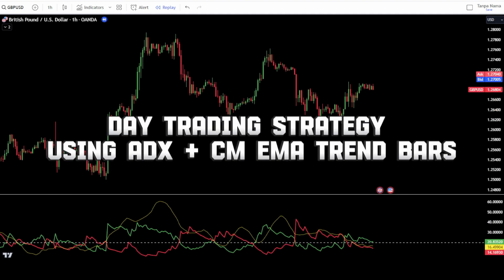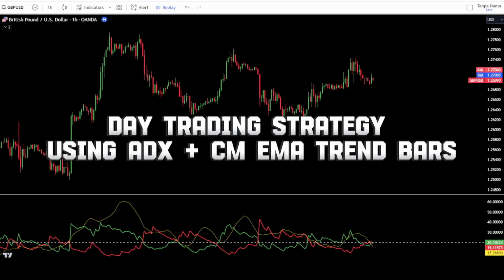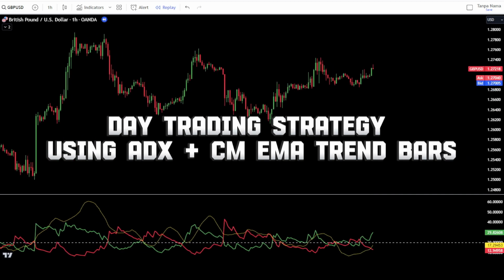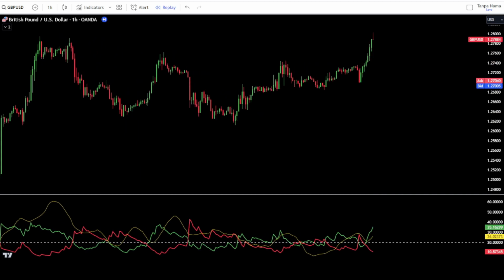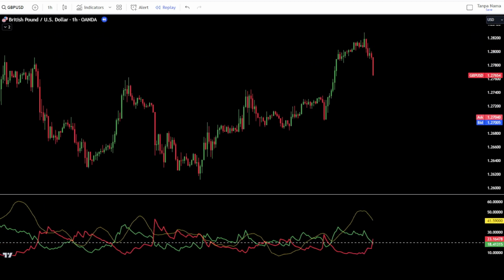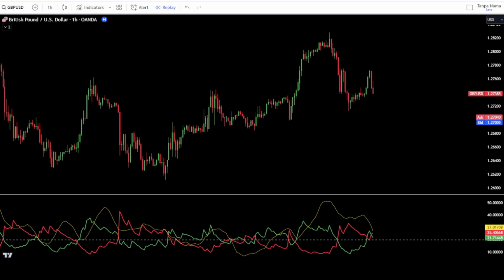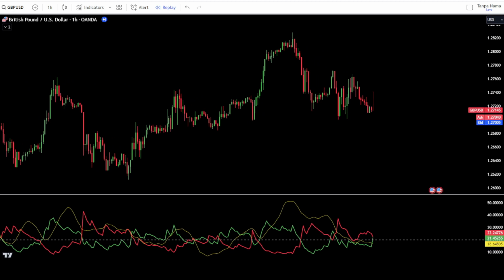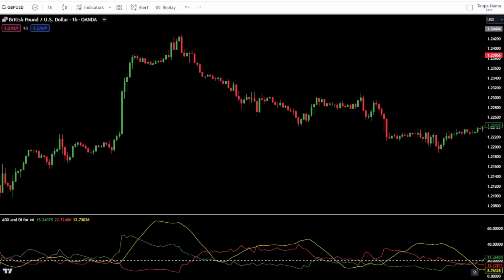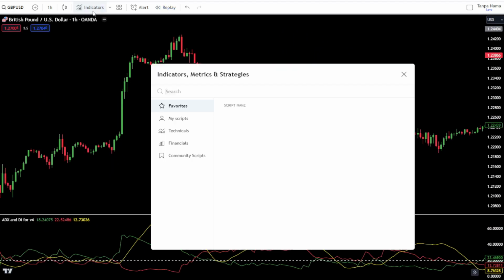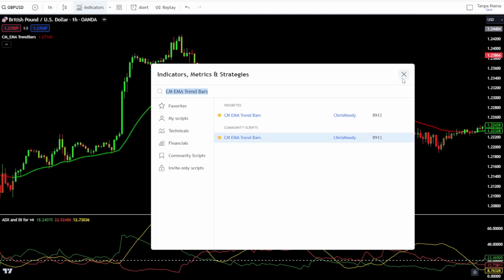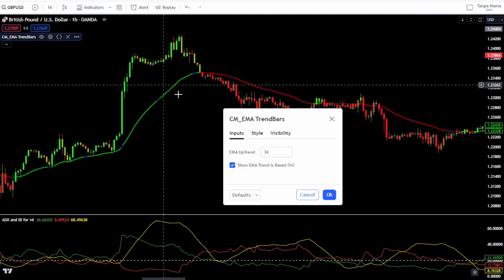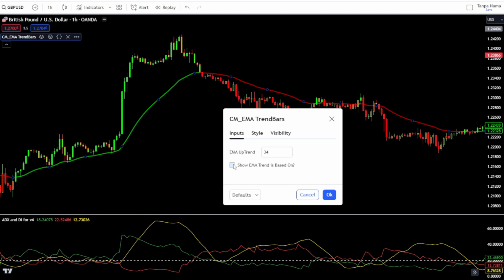2. Day trading strategy using ADX, or Average Directional Index, along with CM EMA Trend Bars. The second day trading method will involve combining the ADX indicator with CM EMA Trend Bars. Go back to the Indicator Search tab and type CM EMA Trend Bars by Chrissmoody. Enter the settings of CM EMA Trend Bars. In the Input tab, uncheck the Show EMA Trend Bars option, click OK.